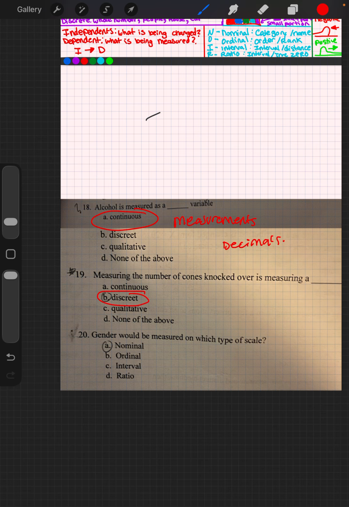You got this one good. It's gonna be discrete because it's 1 or 4 or 5 cones. You can't have 2.5 cones. No. And then gender would be nominal. This is a category. This one is order. This one is equal intervals, and this one is also equal intervals or true 0.